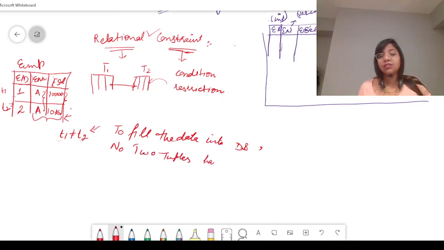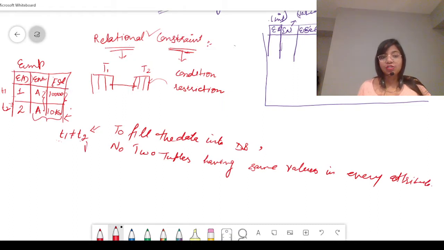So no two tuples having the same values in every attribute. It is a must. This is the first restriction. Okay, this is the first restriction. Now the second one. What is the second restriction?